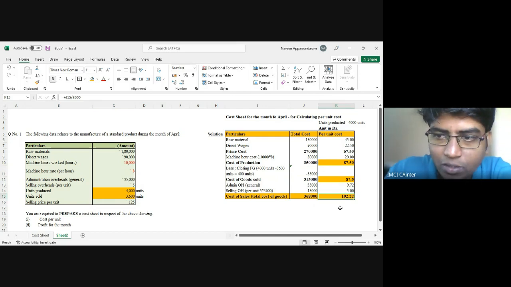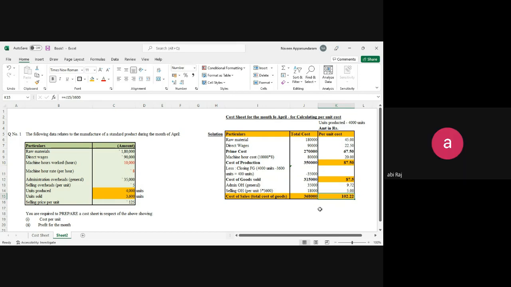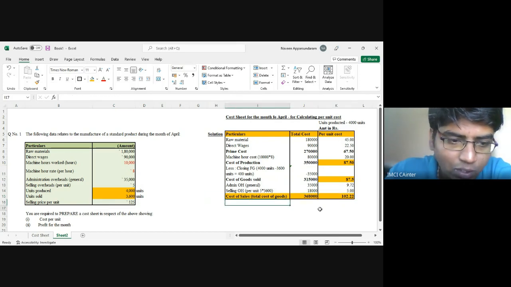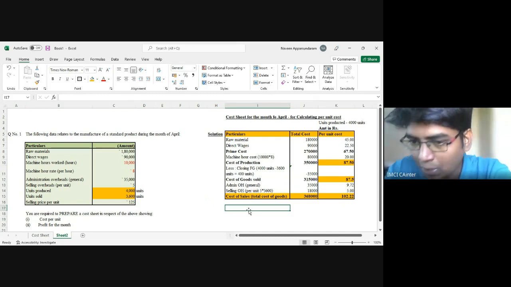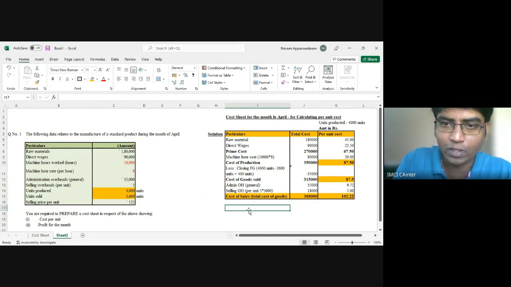So this is by practice, you will be able to come up with this and arrive at it. So we have found the answer for the first question, cost per unit. So my first question, I have arrived at the value. Now, profit for the month.